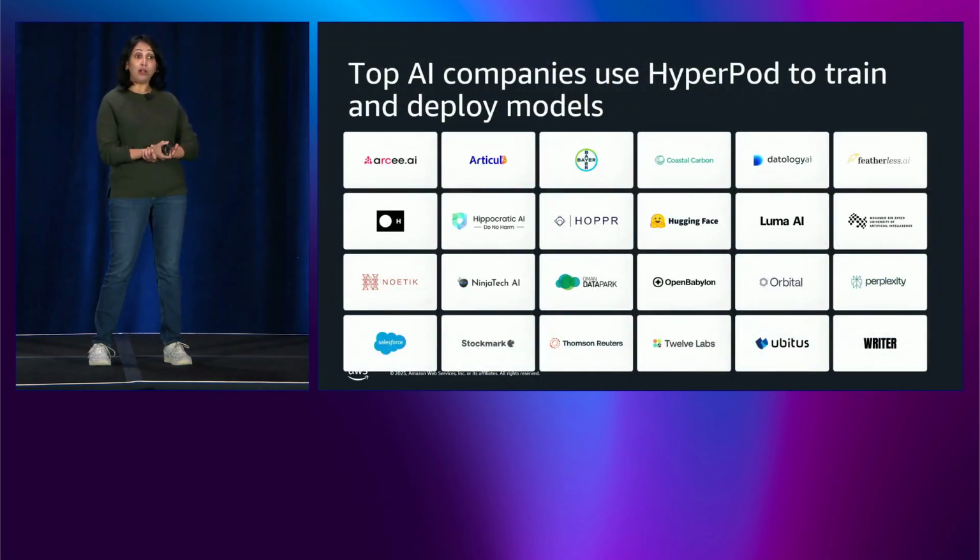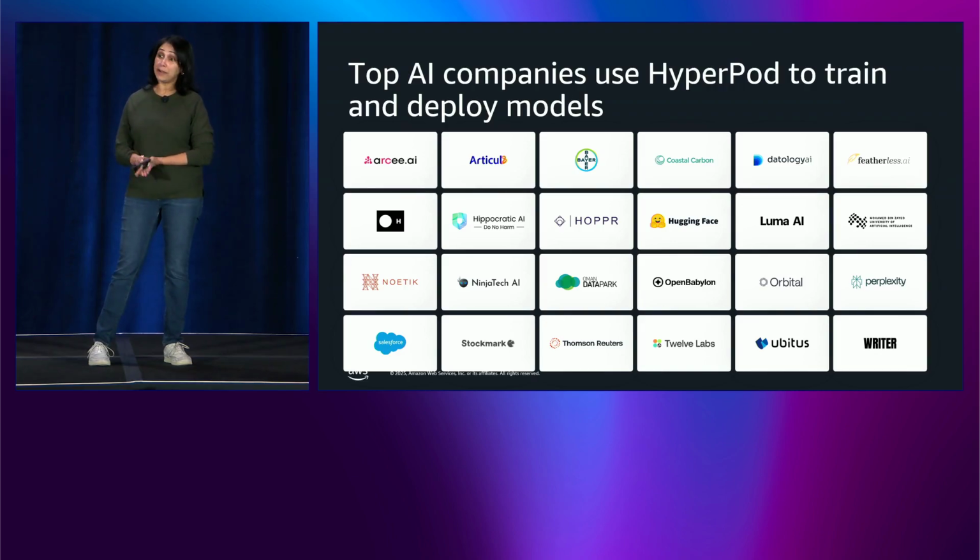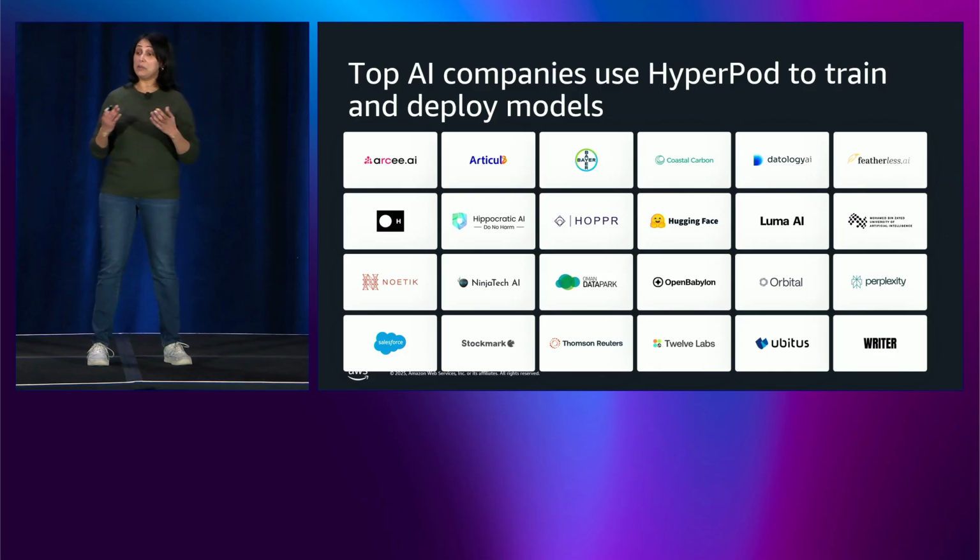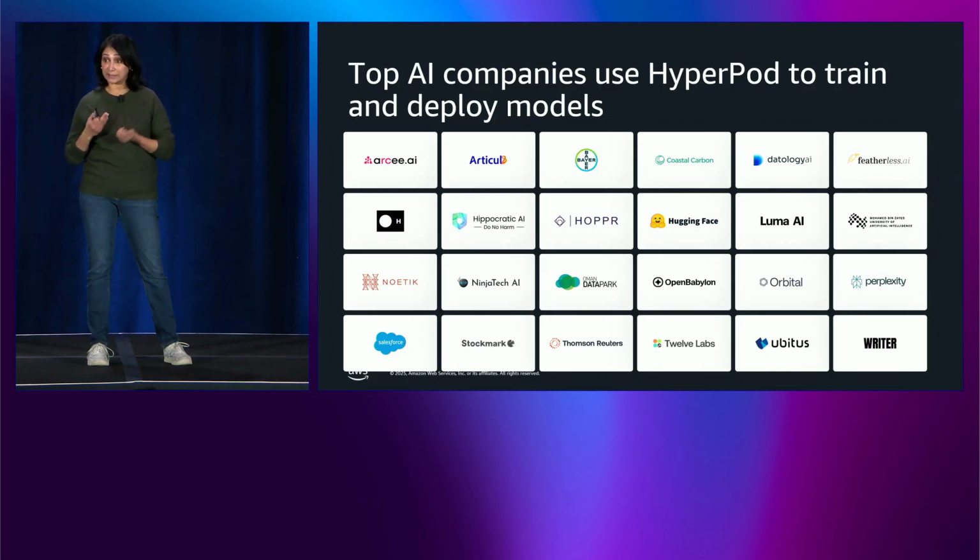Now, it is because of all of these features that top AI companies are using HyperPod to both train and deploy their models. And if you happen to watch Matt's keynote earlier this week, the CEO of Ryder talked about how they've trained their latest models on HyperPod and been able to speed up their training by over 3x. So now that I've given you an introduction to HyperPod, I'm going to hand it over to Paolo to talk more about EC2 UltraServers and give you a demo of how all of this works.